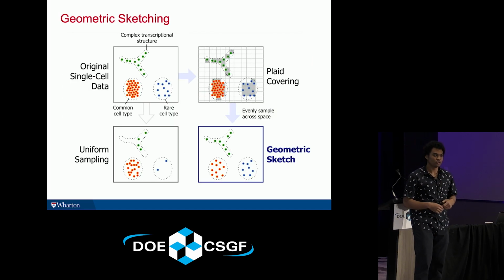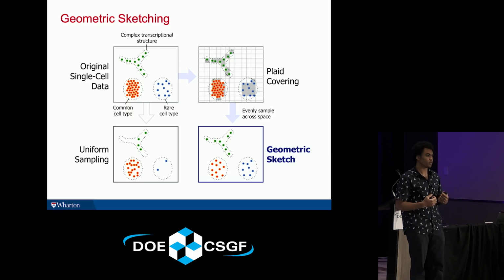The second method is known as geometric sketching. In geometric sketching, you first embed your cells into a lower dimensional subspace with something like PCA, and then you sample uniformly within this subspace, with the idea being that by doing so, you'll be oversampling these rare cell types.